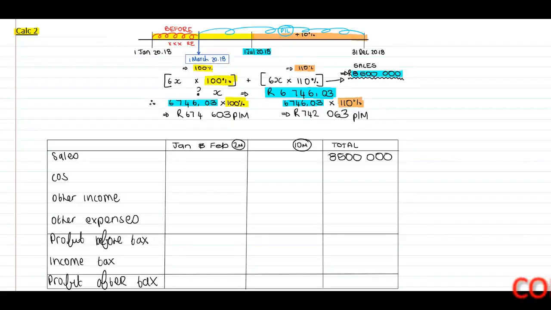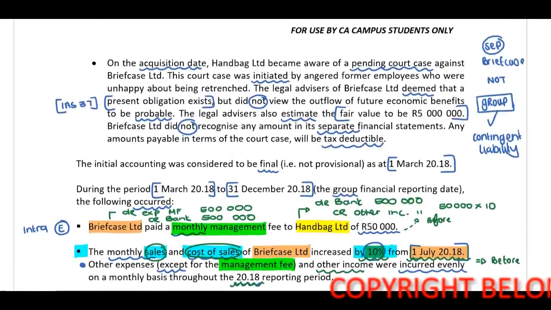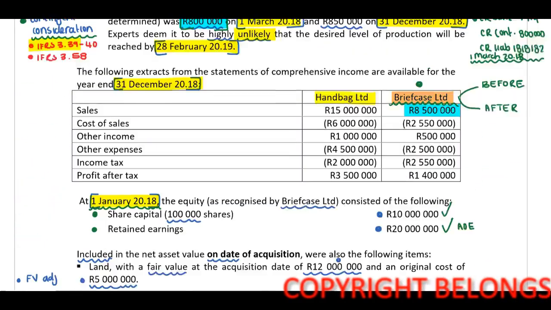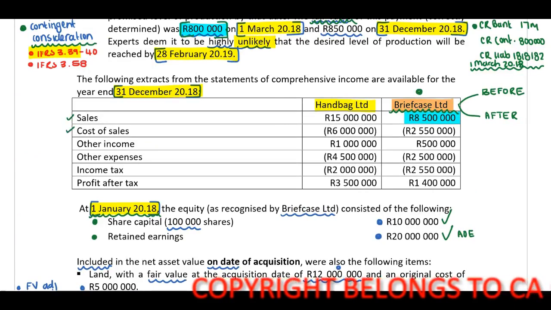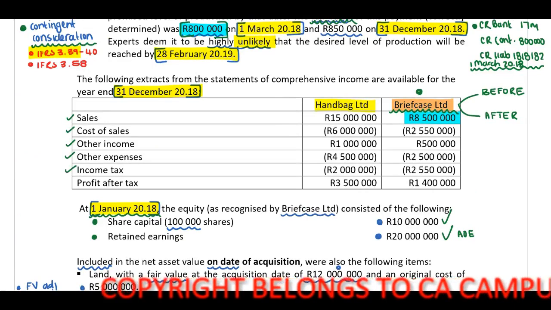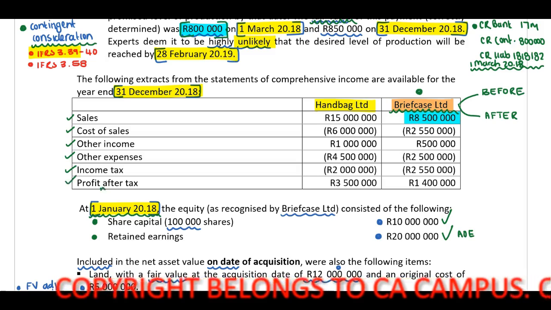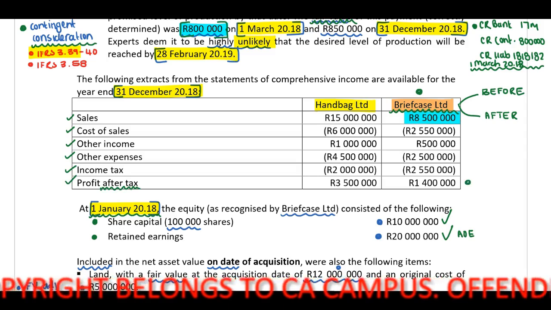I've included our table to save us some recording time. Now guys, make use of the information provided. When you look at the information they've provided to us, we need to include our sales, cost of sales, other income, other expenses, income tax, to be able to calculate our profit after tax. Now, we cannot use the amount as provided.